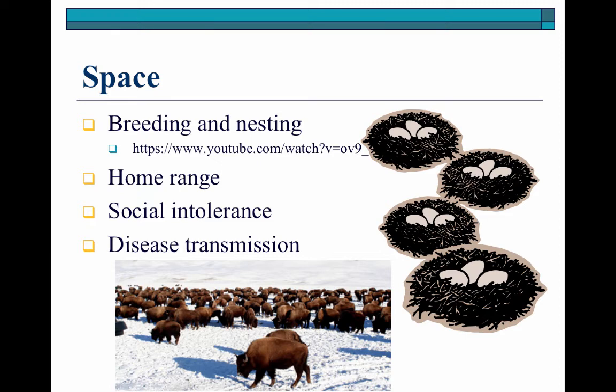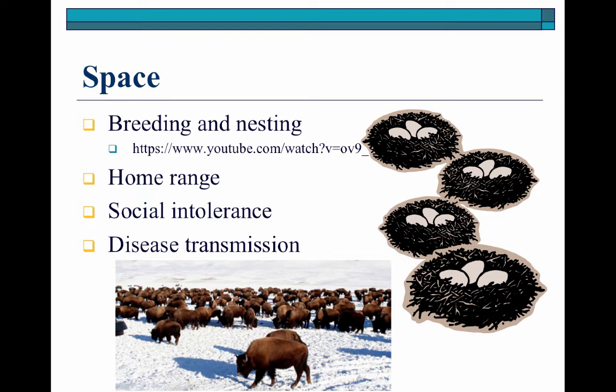The third major element, or fourth major element, that we're going to talk about now is space. Space is very, very important for breeding and nesting sites in our upland game species. Space is also associated with an individual animal having a home range. And some characteristics of this home range is that it has to be an area where social intolerance takes place.